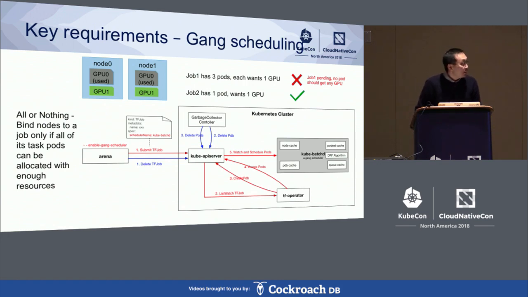Otherwise, the job itself will be pending, and none of the node's resources will be allocated to any subtasks of this job. So if you look at the top, in a simple scenario we have two nodes, each of them has two GPUs, and one GPU has already been used. That means on each node there will be only one GPU in idle status. And now we have two jobs that need to be scheduled. Supposing the first one, job 1, is submitted first.